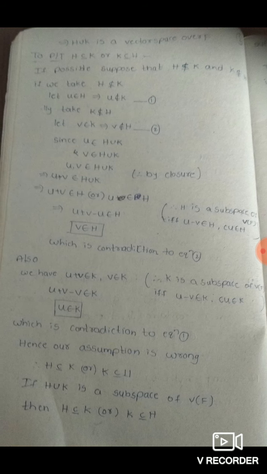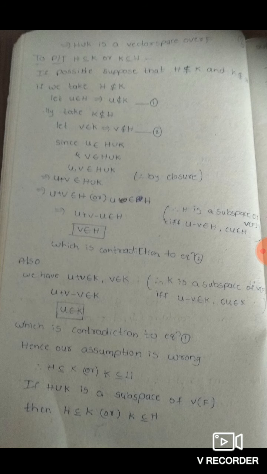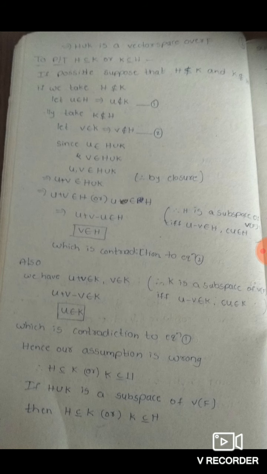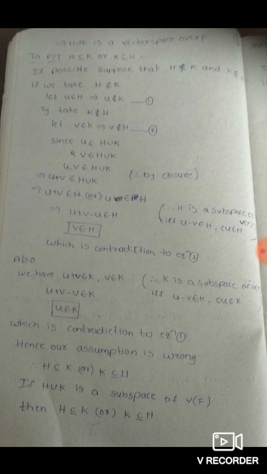If possible, suppose that h is not a subset of or equal to k and k is not a subset of or equal to h. First, take h not a subset of k. Let u belongs to h, that means u does not belong to k. This is equation 1. Similarly, take k not contained in h. That means let v belongs to k and v does not belong to h. This is equation 2.